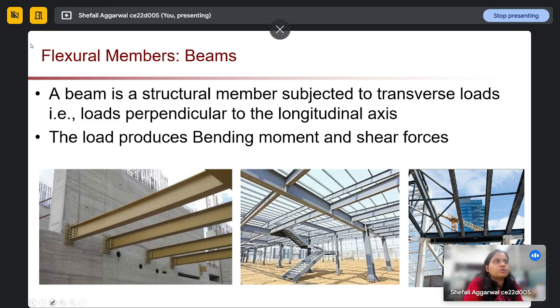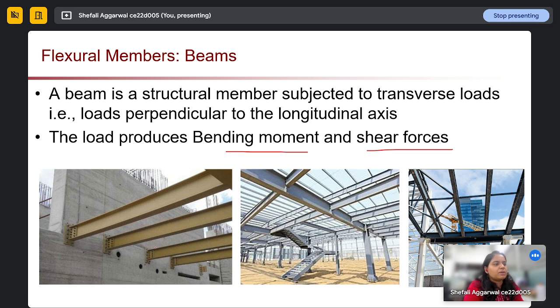So next we will go to the flexure members. Normally we call our flexure members beams. So what is a beam? A beam is a structural member which is subjected to transverse loads, that is loads perpendicular to the longitudinal axis or loads perpendicular to the axis of symmetry. The loads produce bending moment and shear forces, that we all know.